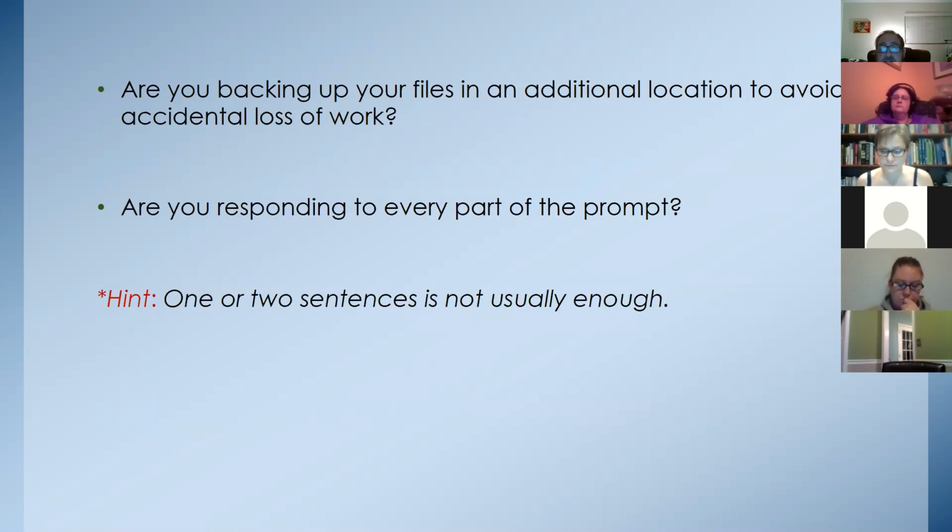Are you responding to every part of the prompt? Hint, 1 or 2 sentences is not usually enough. In fact, the only time where I can conceive of 1 or 2 sentences being enough is on the first template, which is demographics, the context for learning template. Otherwise, I don't know of any of the prompts that are going to be successfully answered by 1 or 2 sentences.